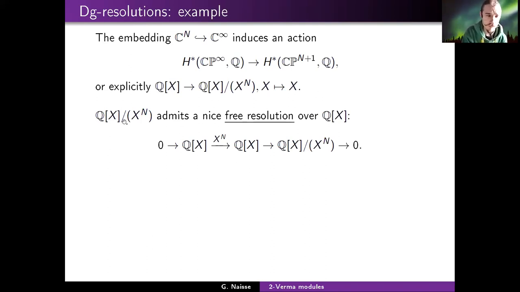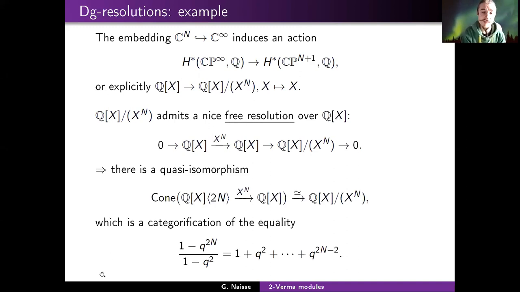And now, my cohomology of the finite projective space admits a nice free resolution over the infinite one. Because of course, the kernel of the projection is just all the elements that factorize through x^n. So you can simply construct such an exact sequence. And now this means that you actually have a quasi-isomorphism between this mapping cone and this space. And here, mapping cone is just a fancy word to say that I'm looking at the two-term complex, where I have Q[x] in homological degree 0 and Q[x] shifted by 2n in homological degree 1. And the map is given by multiplication by x^n. And so of course, if you compute the homology of this guy, you will recover this one. And the map is simply given by projection.